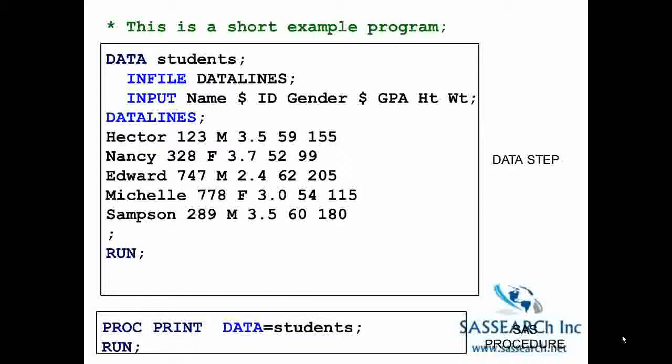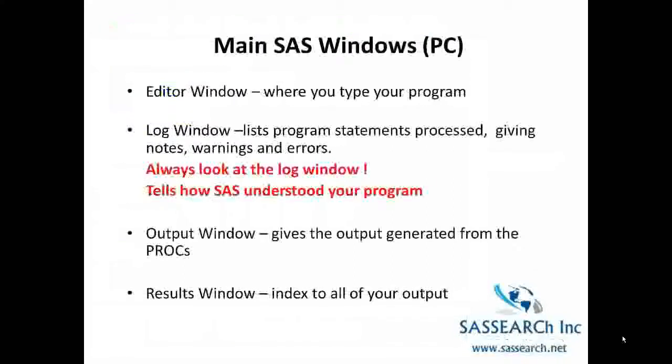Here is an example of a simple SAS program. We will look at this program in more detail in the demonstration video. I want you to notice it contains the two parts of a SAS program and a comment.